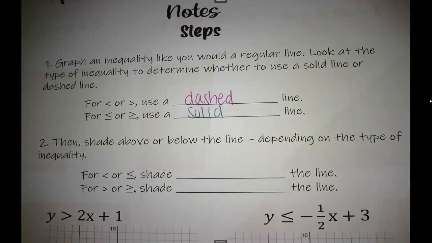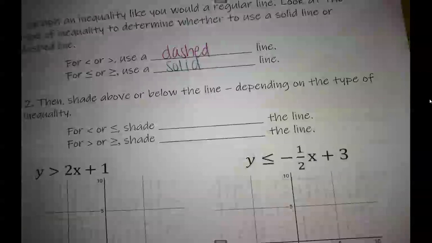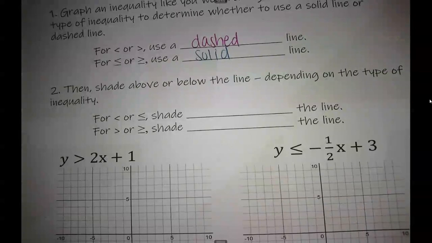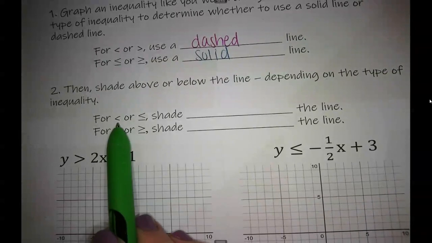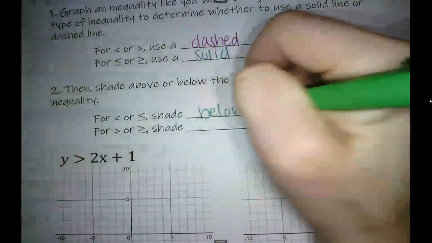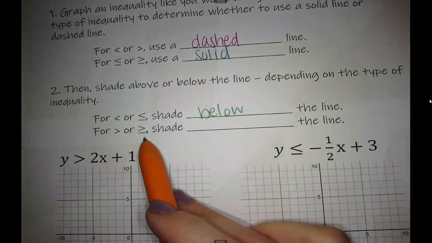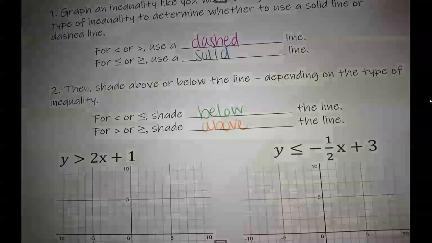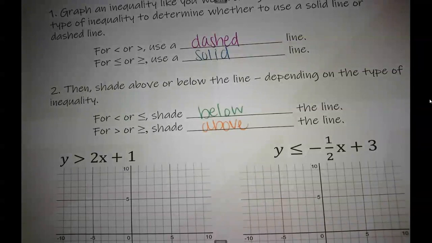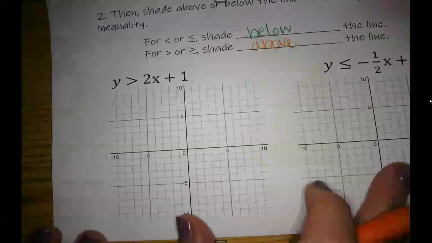All right, and then because we're representing more than just a line in our graph, we're going to shade some areas. It just depends on what kind of inequality we have. When we have the less than or equal to, then we're going to shade below the line. And if we have the opposite, greater than or equal to, we're going to shade above the line.